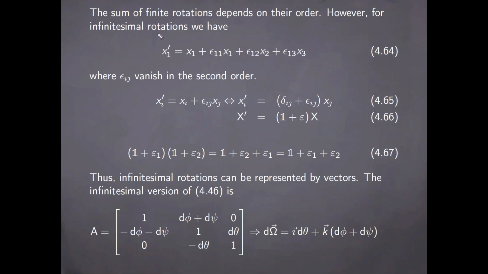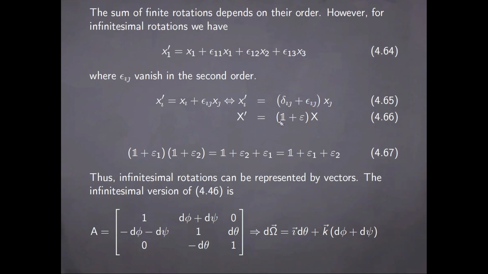However, if we were to define an infinitesimal rotation by the linear transformation here, where the epsilon coefficients vanish in second order, then such a transformation can be written compactly as here, which is equivalent with this expression for the three components, or in matrix form, with the transformation here. So the transformation of vector x to x prime is through the matrix given by the sum of the identity matrix plus the matrix of transformation epsilon containing these coefficients.